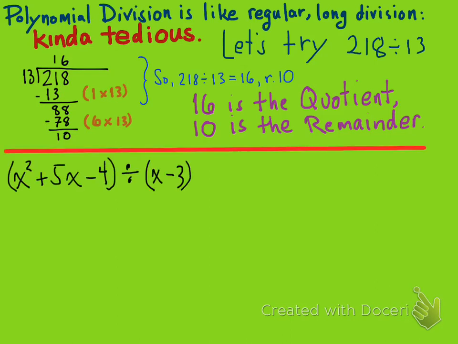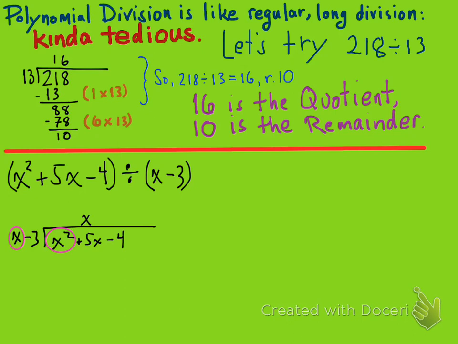So I'll have a dividend, x squared plus 5x minus 4, divided by x minus 3 as the divisor. So that goes on the outside, the dividend goes on the inside, and I begin the process. First thing, which is a little bit different here, is I'm only going to look at the x and the x squared. I'm not going to look at the minus 3 or the 5x or the negative 4 or any of that just yet. First, x goes into x squared how many times? That would be x times.